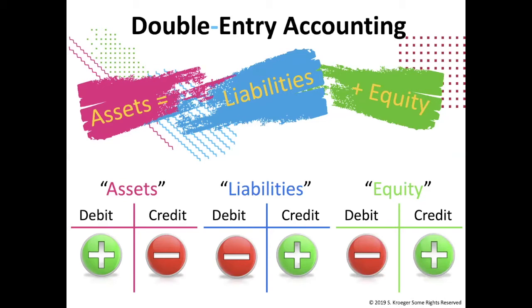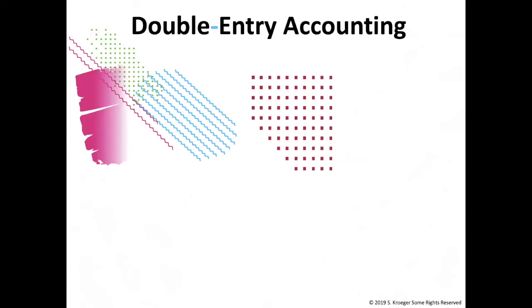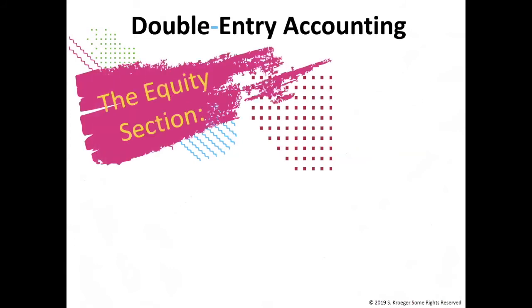Equity has a positive balance on the credit side. If there is a debit balance, it means it's negative. Let's look at the accounts that affect equity to better understand this one. This equity section is comprised of owner's capital, owner's withdrawals, revenues, and expenses.